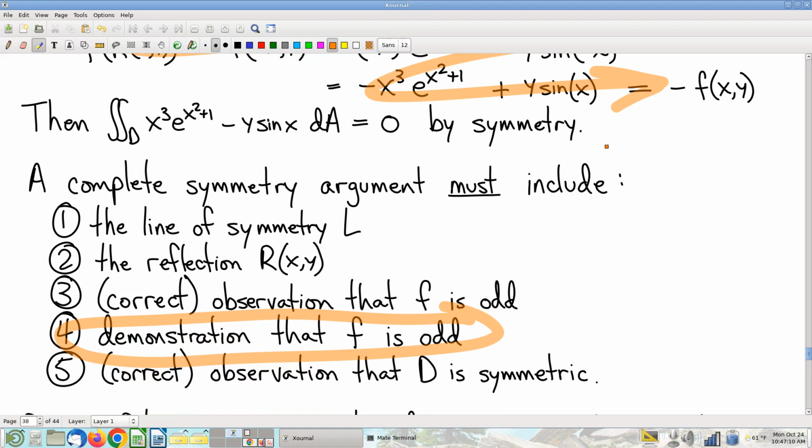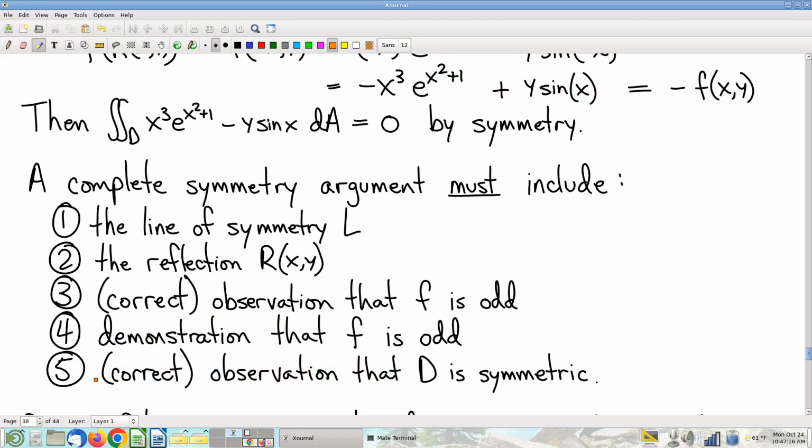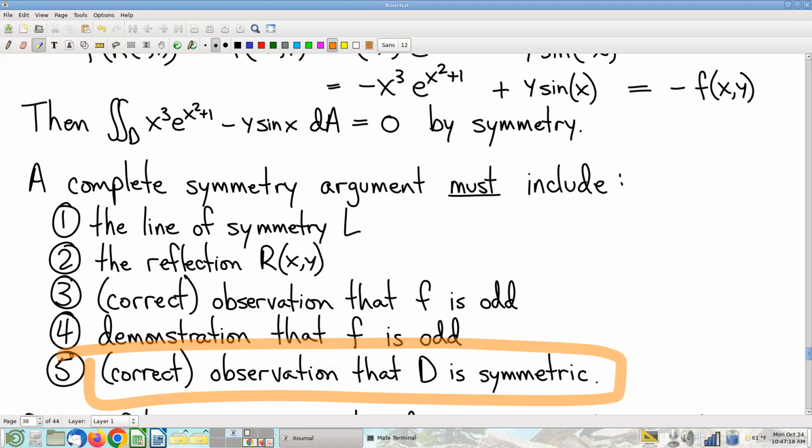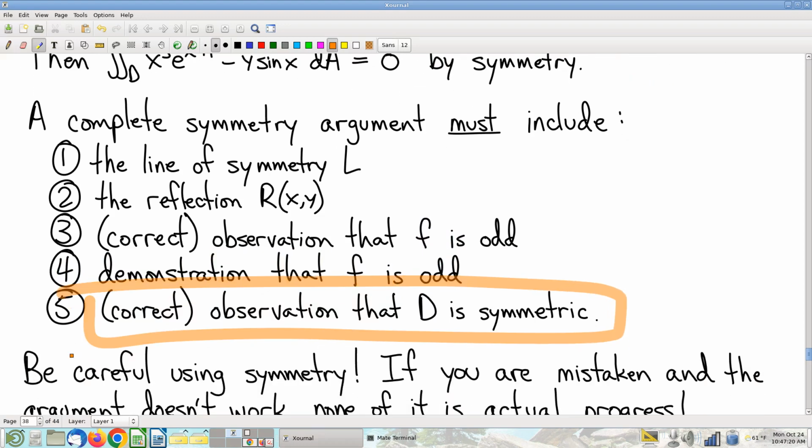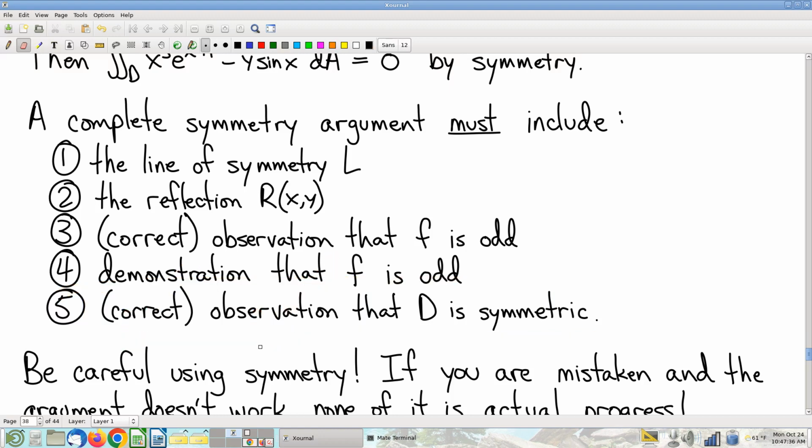And then finally, you need the domain to be symmetric, and so in particular you need to state that the domain is symmetric. So make sure to actually write that down. You don't need to justify it. Symmetry of the domain is usually, look at the picture, come on, it's perfectly clear. But you do have to state it, and you do have to be correct. Okay, so those are the 5 components.